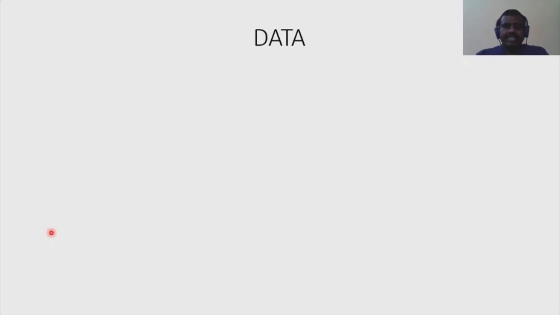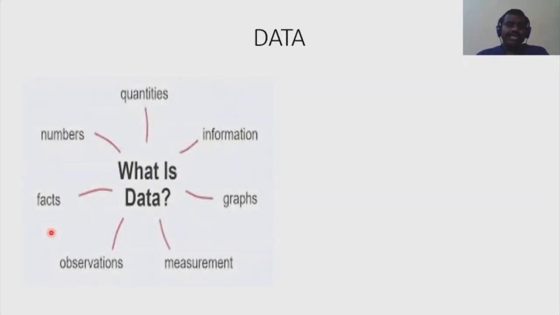What do you mean by data? So what is data? Data consists of numbers, facts, observations, measurements, graphs, information, and quantities. All together they may constitute data. So data may be any one of these, not all. It's a combination of any one of these or all of these. That's what we call data.